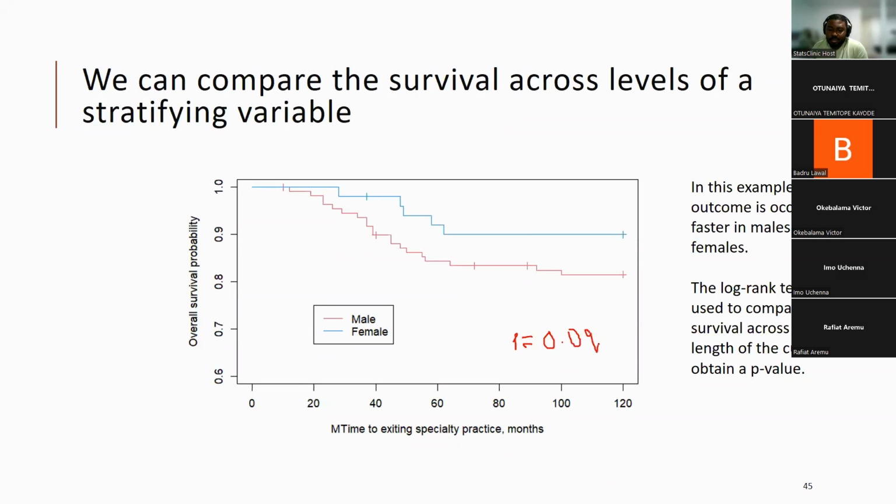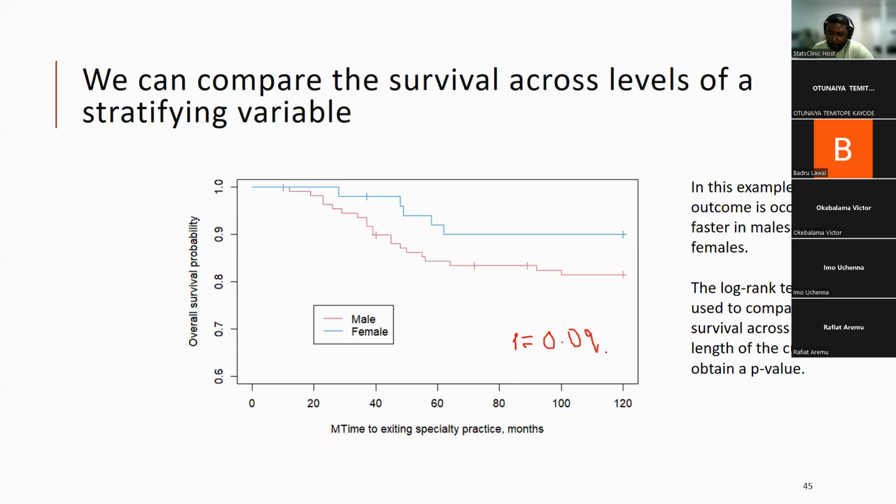0.09. Okay? This is not supposed to be Q. So you see a plot like this, and they write p equals 0.09, and that p-value is from the log rank test. Can someone tell us how you would interpret this p-value if you just saw the p-value like that in this plot?